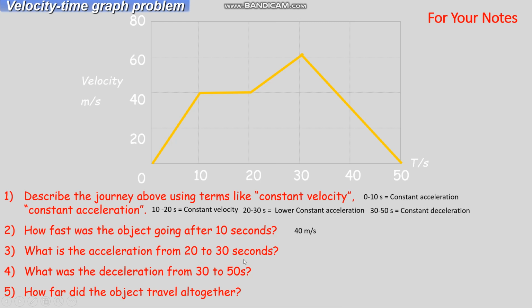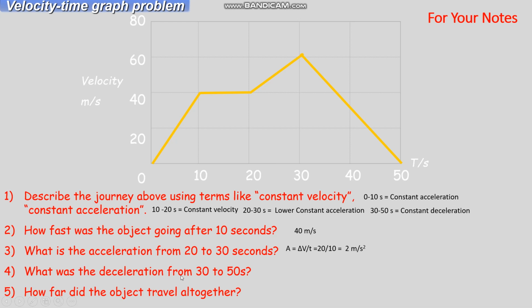Acceleration from 20 to 30. Okay, so it's going from 40 meters per second to 60. So the change in speed is 20. It's taken 10 seconds to do it. 20 divided by 10 gives us 2 meters per second squared.